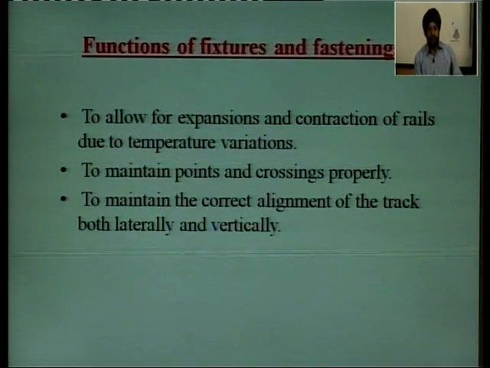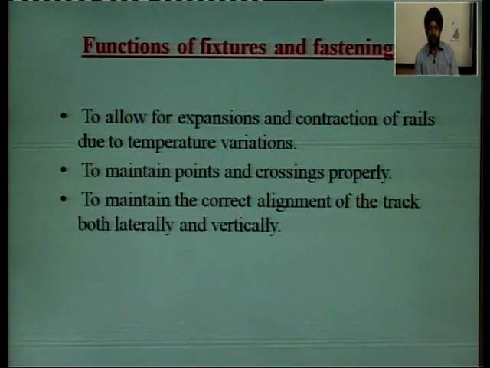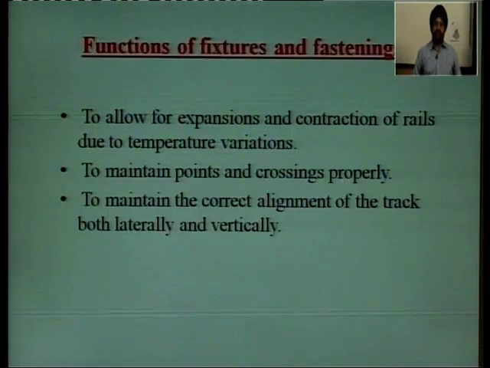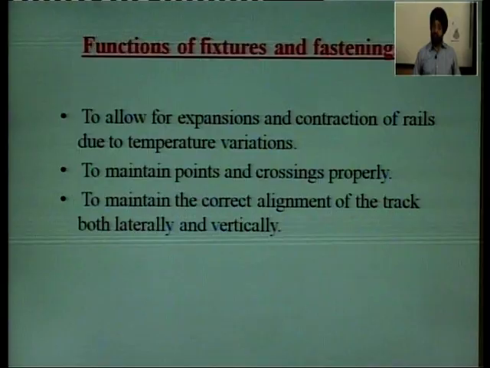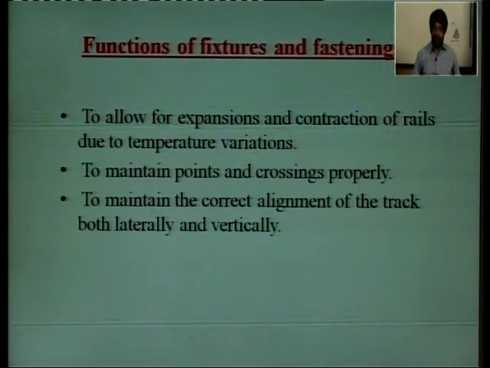Once again, a very crucial part of railways is the points and crossings. So, to maintain those points and crossings properly, once again these fixtures and fastenings play a very important role. And lastly, to maintain the correct alignment of the track, alignment is very important in the track. So, to maintain the correct alignment both laterally, widthwise, and vertically, once again fixtures and fastenings are very important.